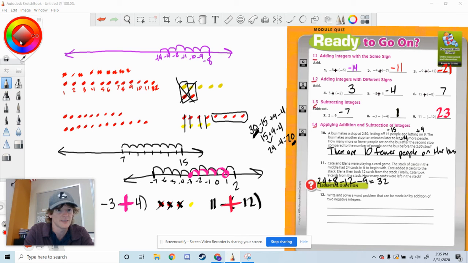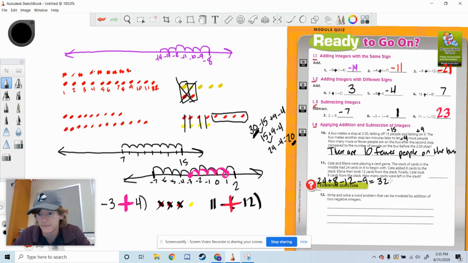How many does that give us? 12, 13, 14, 15, 16, 17, 18, 19, 20, 21. So 32 minus 21, well, let's do that right here. 32 minus 21. 2 minus 1 is 1. 3 minus 2 is 1. There are 11 cards left in the stack.